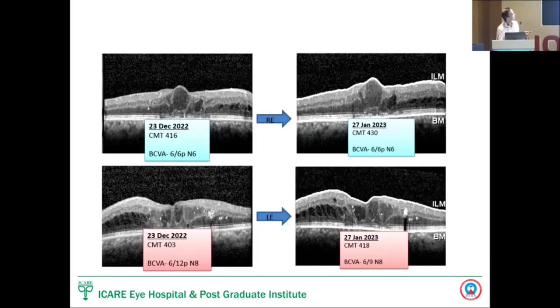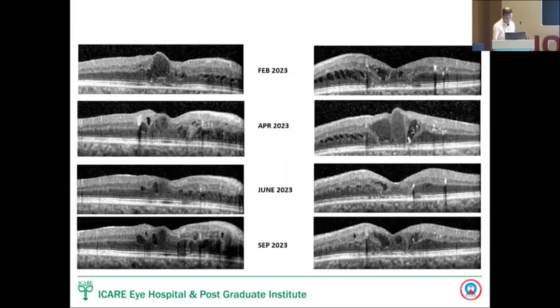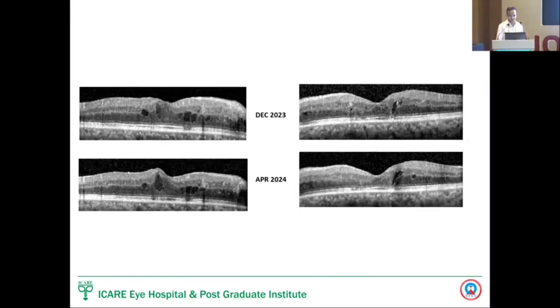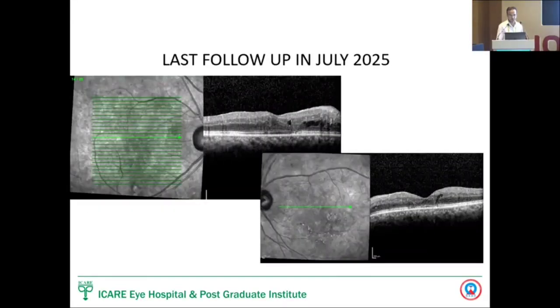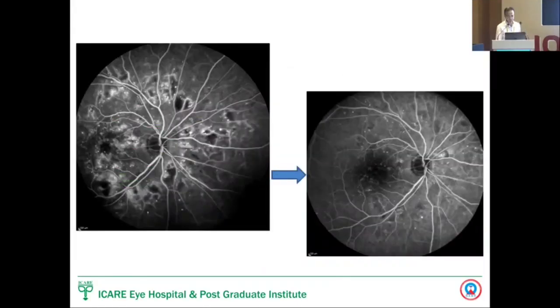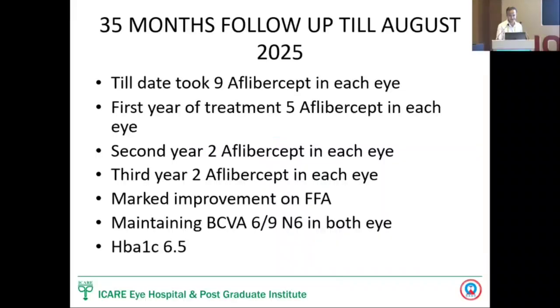You can see the CME has increased, as the patient missed the 4th dose. Here I advised the 4th injection. After that the patient was quite compliant, and routinely I was giving anti-VEGF. April, June, September. This was the picture of December and then April. The last follow-up was in July 2025. There was minimal edema in both eyes, and there was quite an improvement on the FFA also in both eyes.